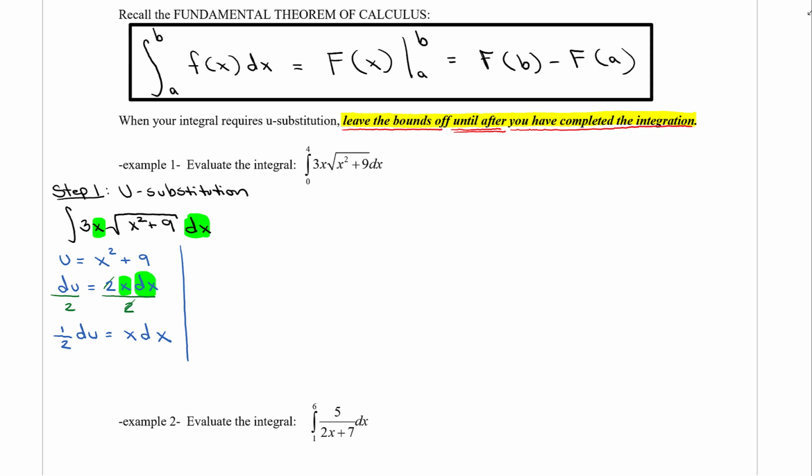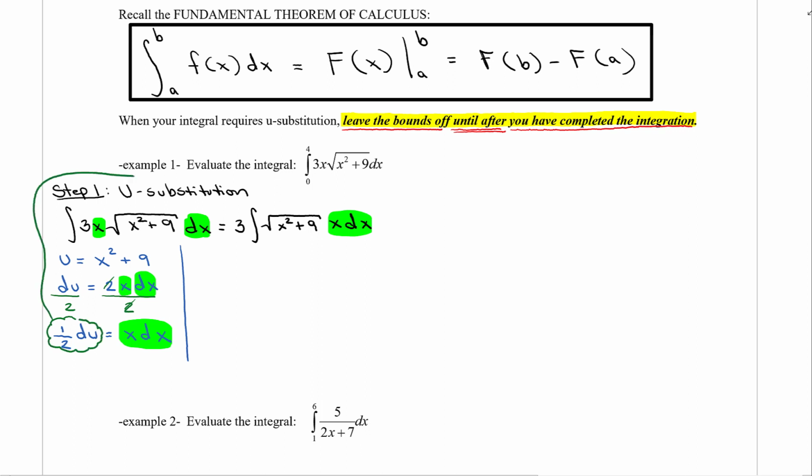And I'm going to put here that this integral is equal to 3 times the integral of the square root of x squared plus 9 times x dx. I've highlighted the x dx in green, as I have also highlighted the x dx in green in the part where I found my substitution. I've drawn a cloud around the 1/2 du with an arrow pointing right at the x dx. I've highlighted my x squared plus 9 in yellow, which represents my u, and I drew a cloud around the u and an arrow pointing at the x squared plus 9 that I've highlighted in yellow in the integral problem. So now we can do our substitution.